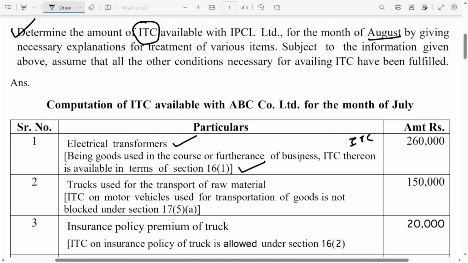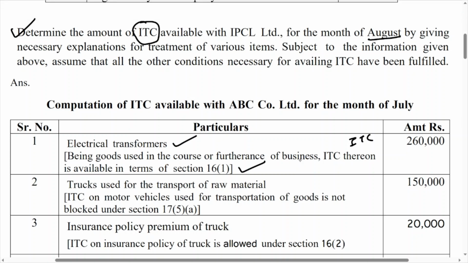Now, trucks used for the transportation of raw material. On whatever GST paid on that, is ITC available or not? There is a simple rule for vehicles: if you have purchased any vehicle whose capacity is less than 14 passengers, then ITC is blocked. But there are certain exceptions. There are three exceptions for it.